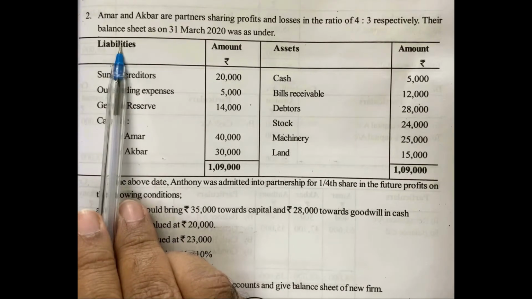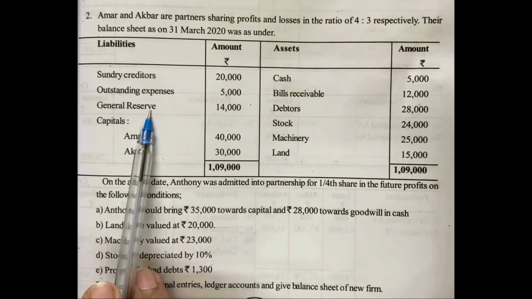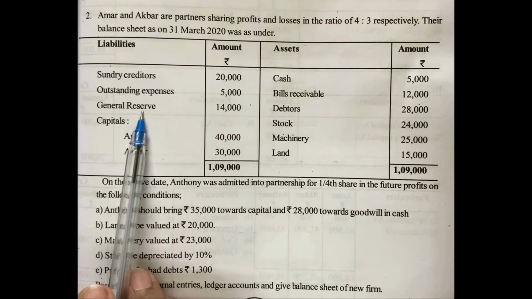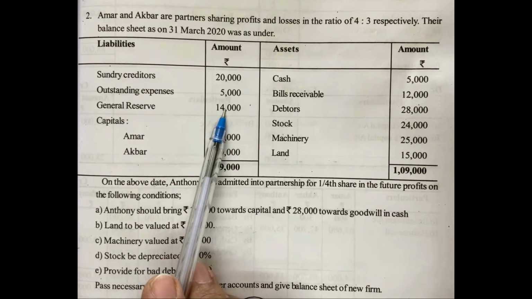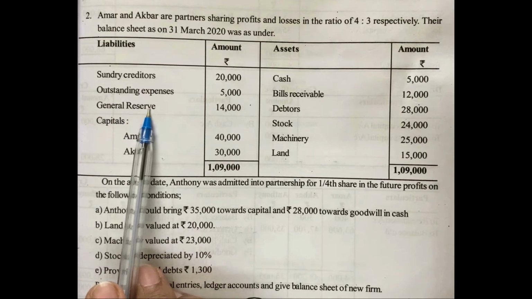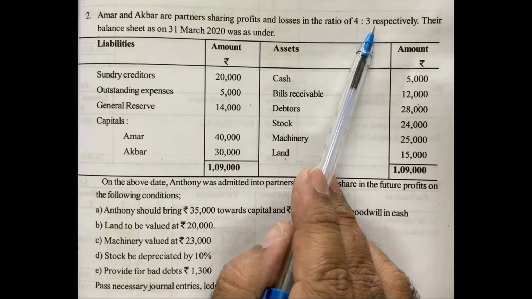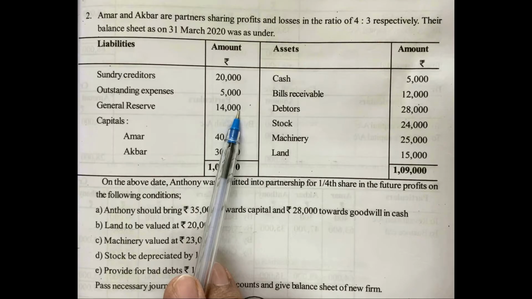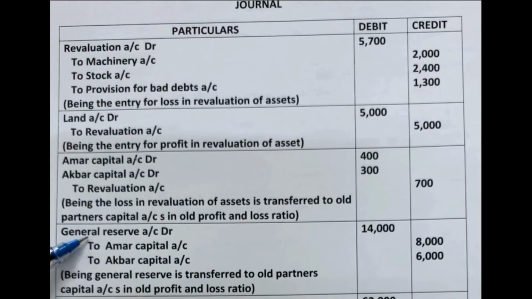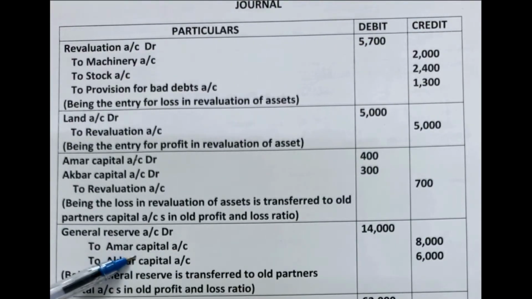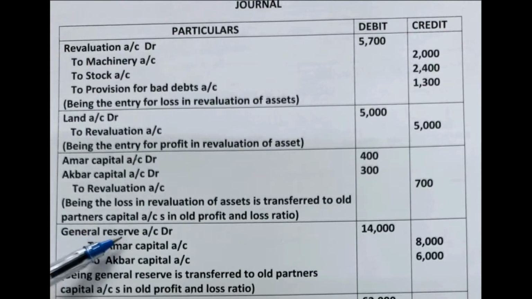Next we have to observe the balance sheet liability side, whether accumulated profit is given or not. There is one accumulated profit, general reserve of 14,000 rupees. This amount we should transfer to old partners' capital accounts in the old profit and loss ratio. In the 4:3 ratio, we have to transfer this 14,000 rupees to Amar and Akbar. General reserve account debit to Amar capital, to Akbar capital. Recollect the previous problems: if we get revaluation profit, to transfer that to old partners' capital accounts, we used to write revaluation account debit to Amar capital, to Akbar capital.